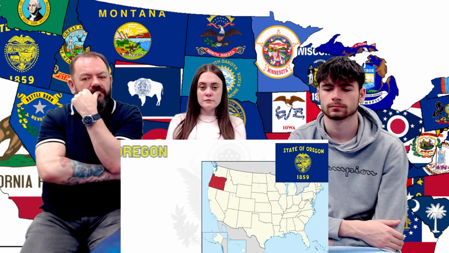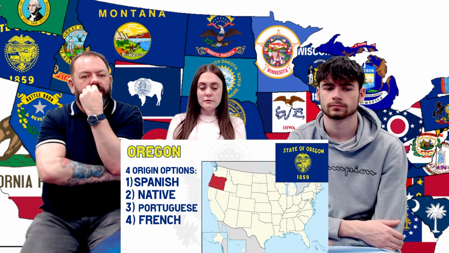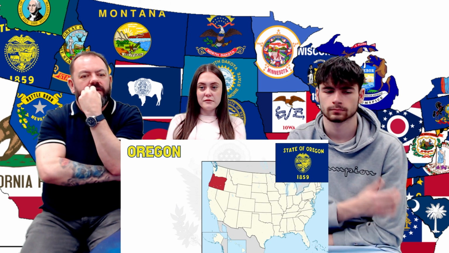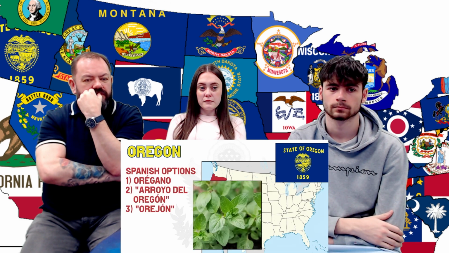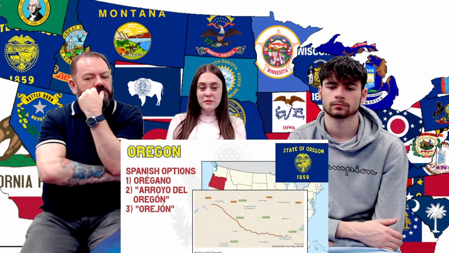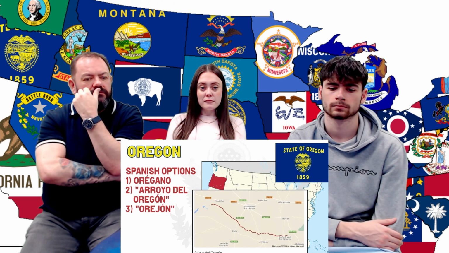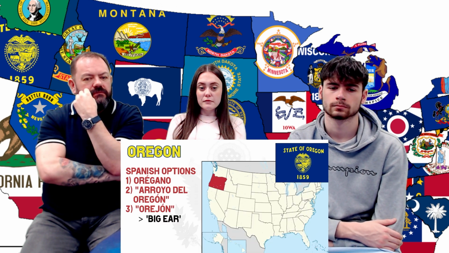Further north is Oregon. The name origin of Oregon is disputed and therefore unknown. There are 4 options, it having Spanish, native, Portuguese, or French origin. The Spanish could have named it after the word oregano, referring to a plant which grows in the southern part of the region, after a stream in Spain called the Arroyo del Oregón, or after the term orejon, meaning big ear, with the J then turning into a G.